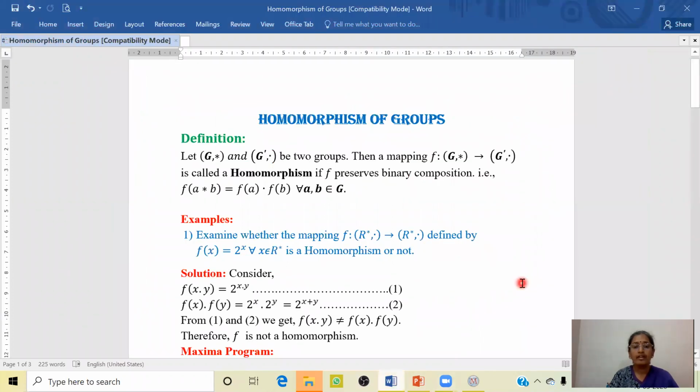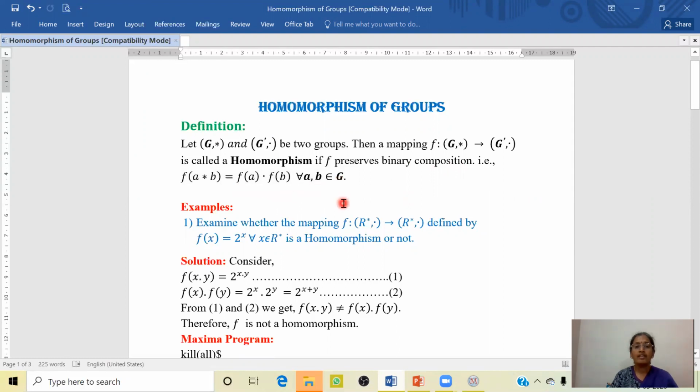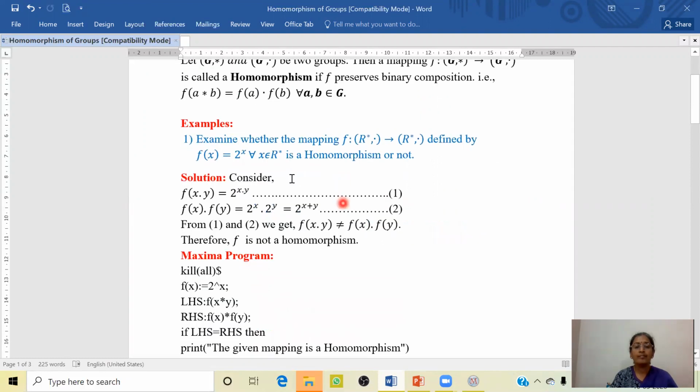So to begin with, let us see the definition of homomorphism of groups. For that we need two groups. Let (G, *) and (G', ·) be two groups. Then a mapping f from G to G' is called a homomorphism if it preserves binary composition. That is, f(a * b) = f(a) · f(b) for all a, b belonging to G. So let us see some problems on homomorphism.